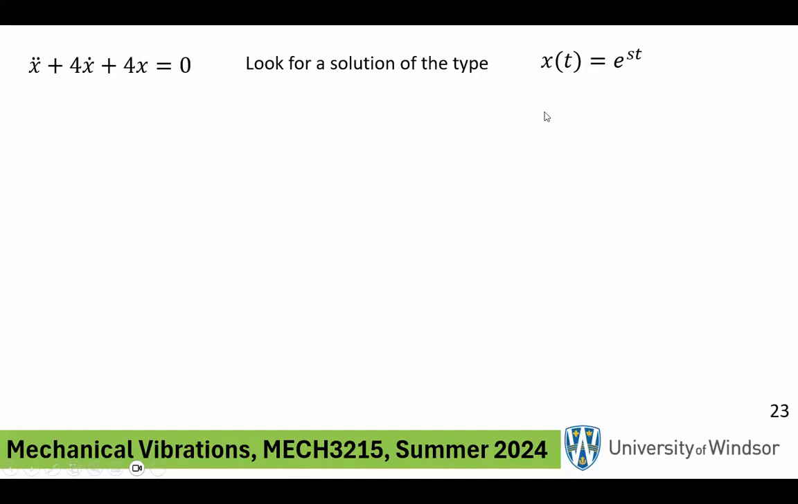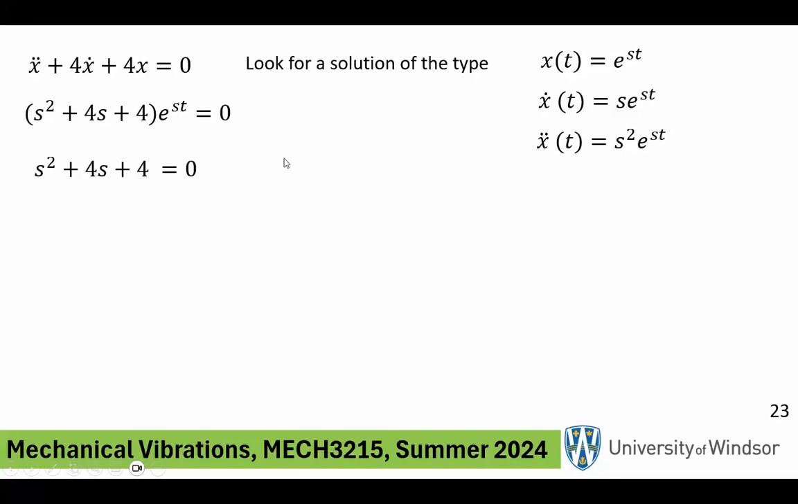I need x dot, so differentiate it. I need x double dot, differentiate it again, and you're going to get that. Take these three and stick them into that equation. There is a common factor of e to the st. Take that e to the st out. This product is 0, and e to the st cannot be 0, so this parentheses must be 0. Either use the formula for quadratic, it's high school, or factor it out, once again high school, and you're going to get S1 equal to minus 2 and S2 equal to minus 2.